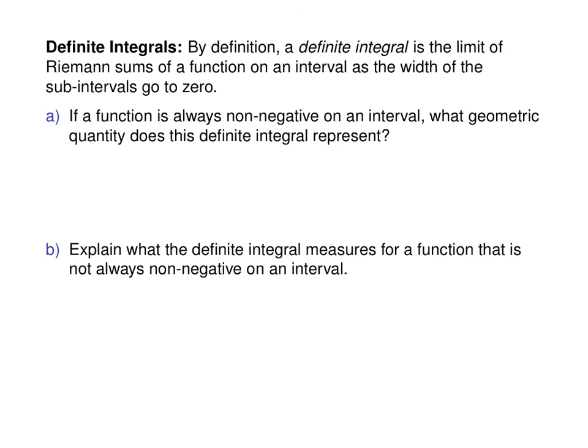So a definite integral is the limit of Riemann sums on an interval as the width of the subinterval goes to 0. So the idea is you take that picture we drew in the last slide and make the boxes get smaller and smaller and smaller widths. If the function is always non-negative on an interval, what geometric quantity does this represent? This gives you the regular old area under the curve.